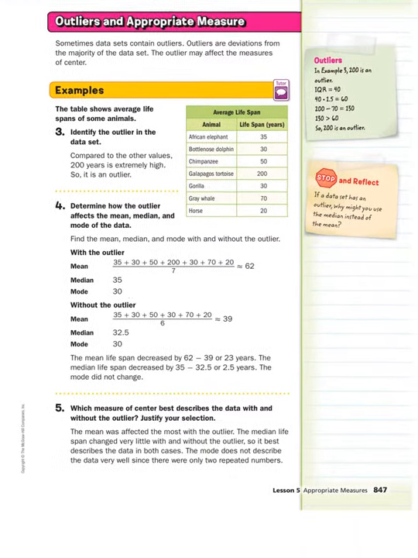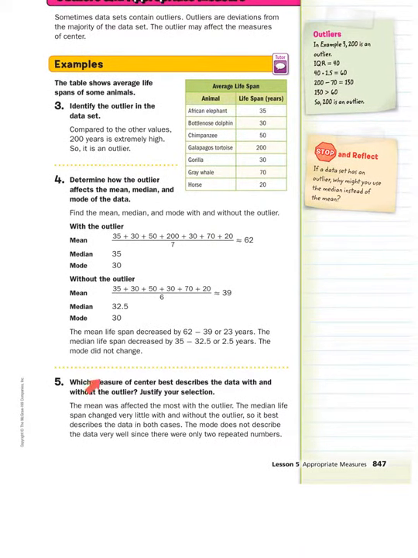Now 5 is where you do some thinking. 5 says, which measure of center best describes the data with and without the outlier? Now, here is the thing. You don't want the measure of center to change a whole lot. So, because the mean changed a ton to go from 62 to 39, you would not choose the mean in this situation. So, it says that here, the mean was affected the most.